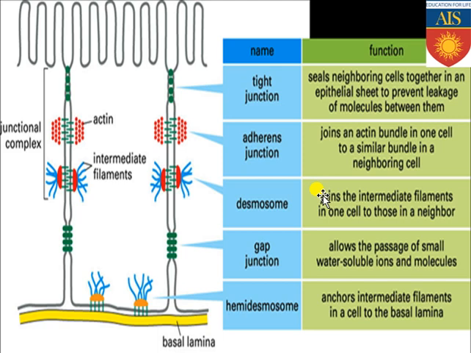Specifically, the epithelial cells present in the epithelial tissue are connected or attached with each other by some specific adhesion molecules. Adhesion molecules means these molecules are responsible for keeping all of the epithelial cells together. So among the types of epithelial tissue cell adhesion molecules, the first one is the tight junction.